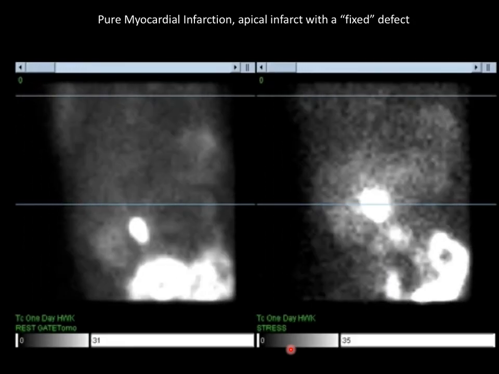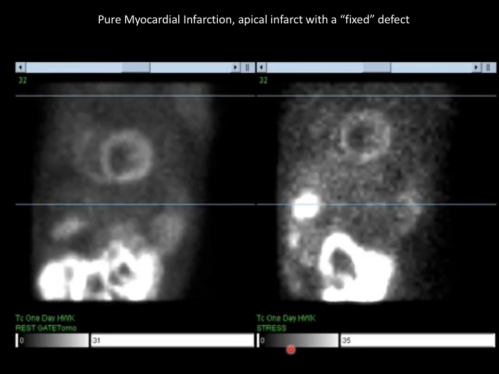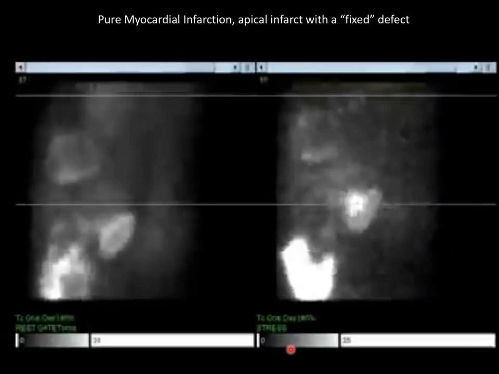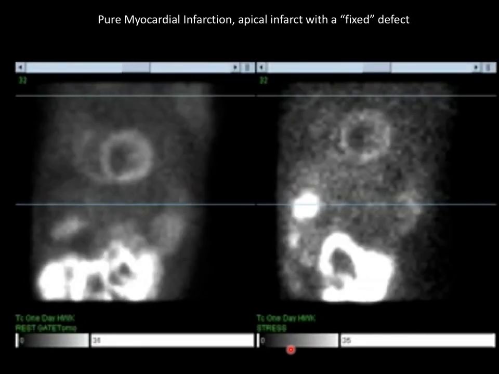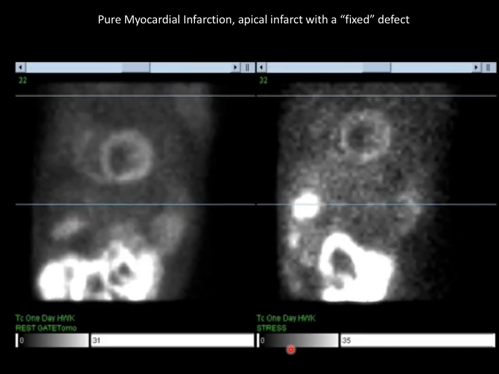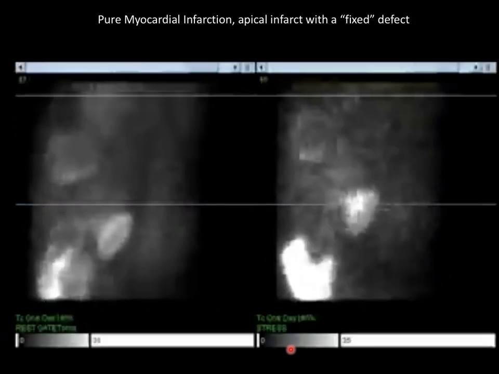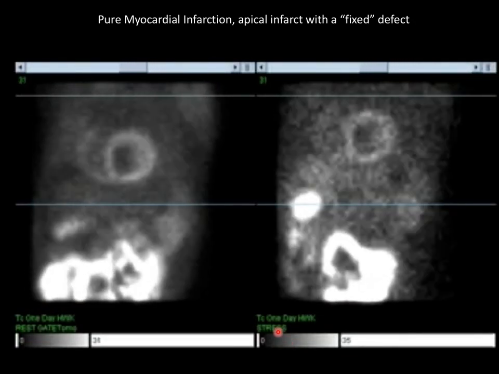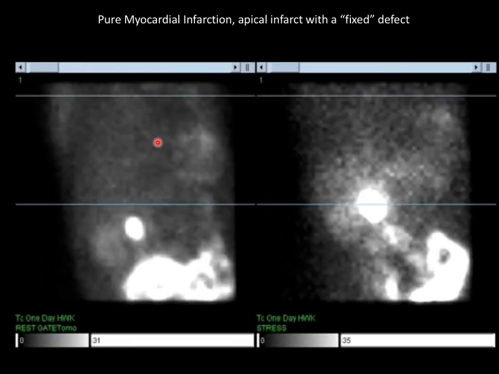So here, those of you who are really good at looking at the raw data and making a 3D picture in your own head, without doing the back projection and making the 3D picture, can see. So here's the heart. It's pretty obvious where the heart is, right?